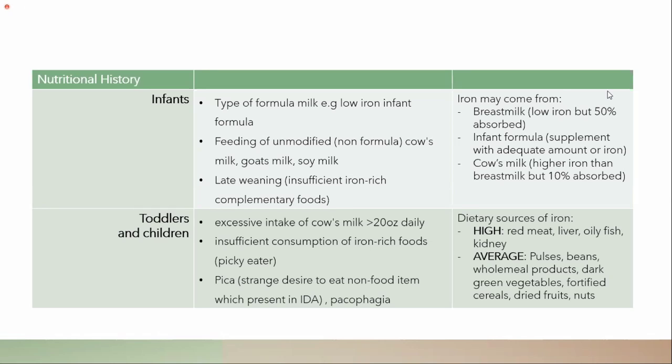And then for toddlers and children, we want to know about excessive intake of cow's milk, which is about 20 ounces per day. Any eating habit like picky eater, because maybe it can cause a lack of iron-rich food supplement for the child, and also any strange desire to eat non-food items such as pica or pagophagia, which can be one of the presentations in IDA. So you can just read what I wrote right here about the source of iron and also the dietary sources.